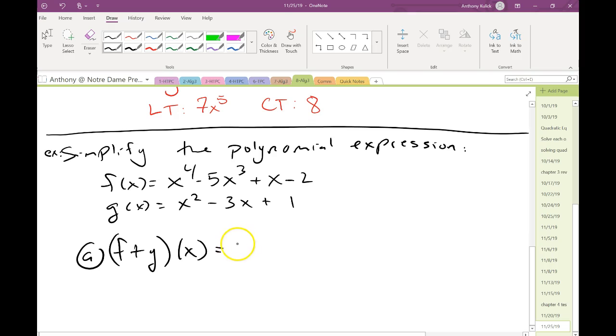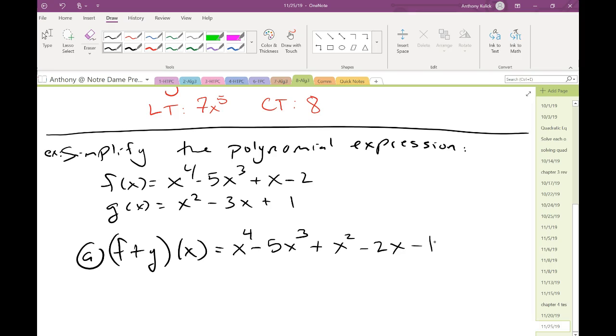So if I look, there's nothing to pair with the x to the fourths, or the x to the thirds, or the x squareds. We do have two different x's. I have x and negative 3x, so when I add those together, I get negative 2x. And then I have negative 2 and positive 1. When I add those together, I get negative 1. And typically when we write the answers, we'd write them in standard form like I've done there, right?